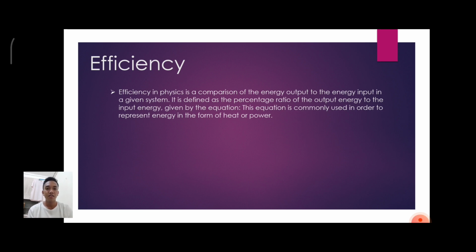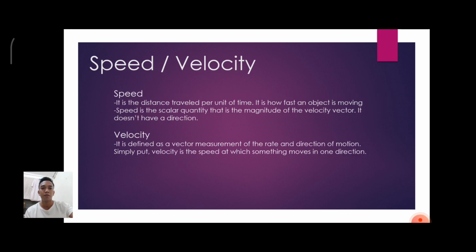Efficiency. Efficiency in physics is a comparison of the output to the energy input in a given system. It is defined as the percentage ratio of the output energy to the input energy, given by the equation. This equation is commonly used to represent energy in the form of heat or power.